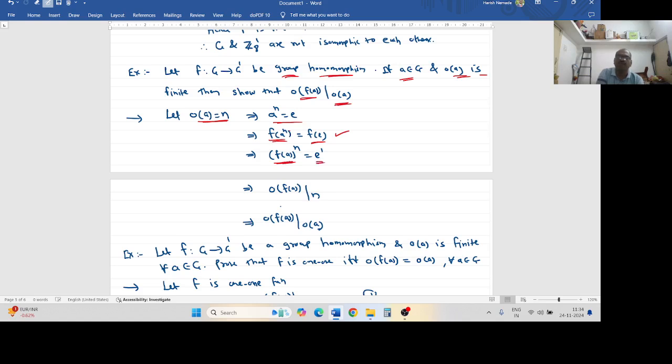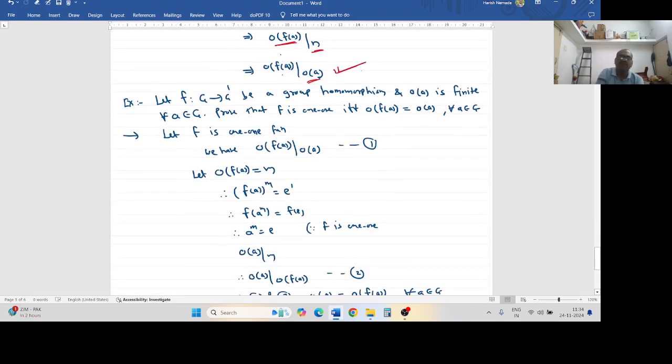So f of A raised to n is equal to E dash याचा अर्थ काय झाला की ऑर्डर ऑफ f of A divides n, बरोबर आहे, कारण की f of A चे n पॉवर आयडेंटिटी एलिमेंट होते, त्याच्यामुळे ऑर्डर ऑफ f of A divides n. परंतु n म्हणजे काय, तुमचा ऑर्डर ऑफ A आहे. So thus we get here order of f of A divides order of A.